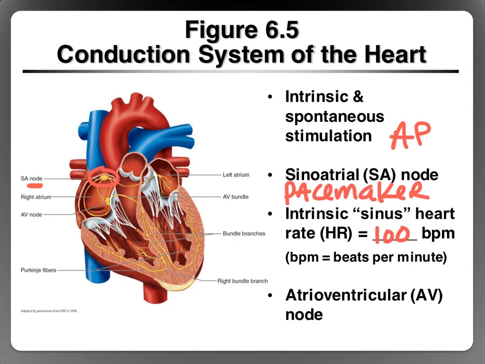We also have what's called the AV node, which is the backup pacemaker. Your body has redundant and backup systems in case one system fails. So if the SA node does not generate an action potential for a long enough period of time, the AV node will spontaneously send an action potential out through the heart. So it's the backup pacemaker in case the SA node fails. The normal pacemaker of the heart is the SA node.